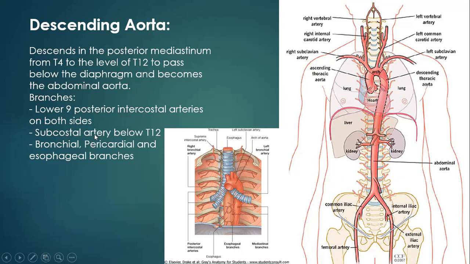Then the subcostal artery below T12, the 12th intercostal artery, which is called the subcostal because there is no rib below that, so it is not called intercostal but subcostal. Sub means below, costa means ribs. Okay, subcostal artery below the T12. And then it will also give very important branches.